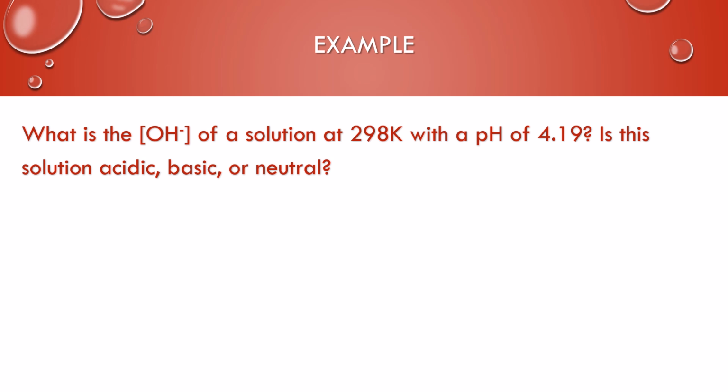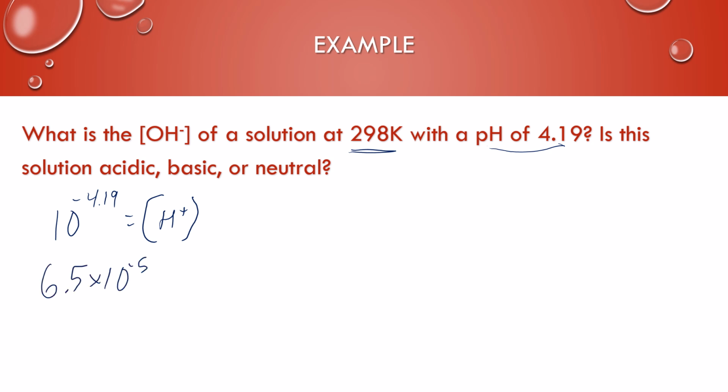Okay, so this one asks us to do a couple different things. What is the OH concentration of a solution with a pH of 4.19? And they tell us that the solution is at 298 Kelvin. Because it's at 298 Kelvin, I can use that Kw value. First of all, let's take our pH. 10 to the negative pH will give us the hydrogen ion concentration. So we've got 6.5 times 10 to the negative 5 is my H plus concentration.